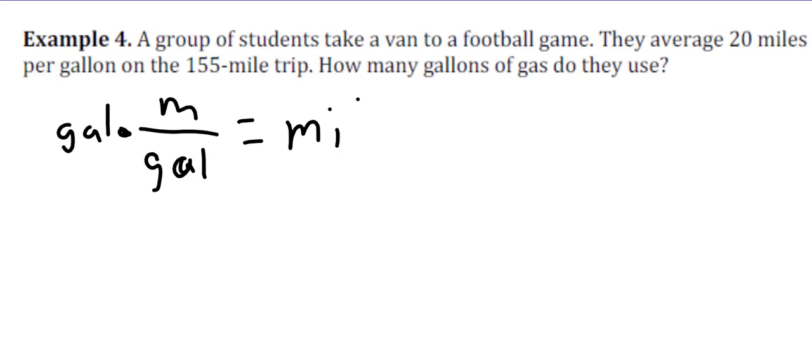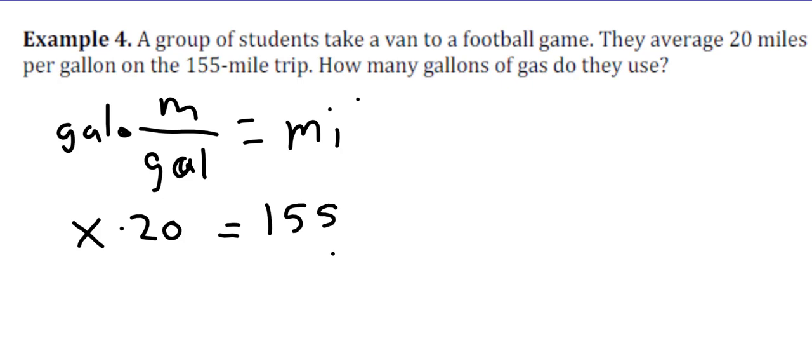So what we need to do here is figure out what we know. They average 20 miles per gallon, and it was a 155-mile trip, right? So we need to figure out how many gallons we have here. So I'm going to put my 20 miles per gallon here, equals the total number of miles, the 155 that we drove.